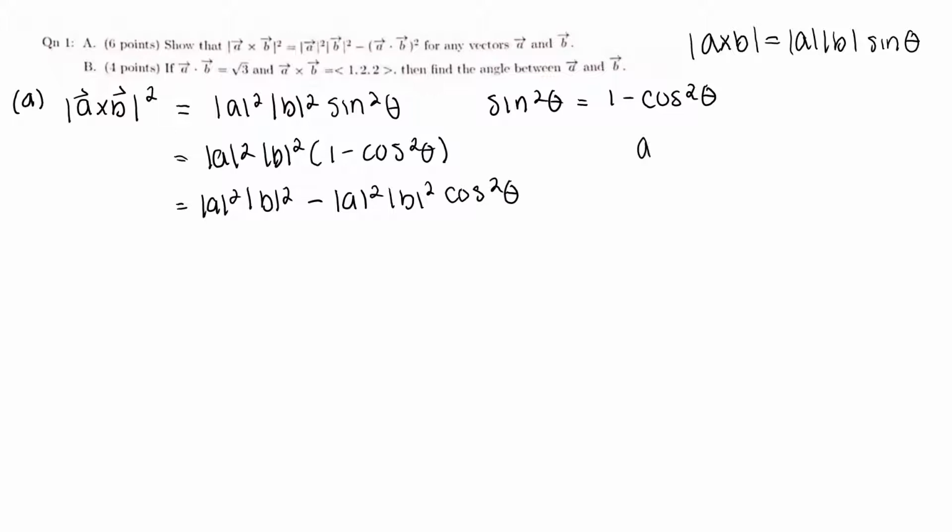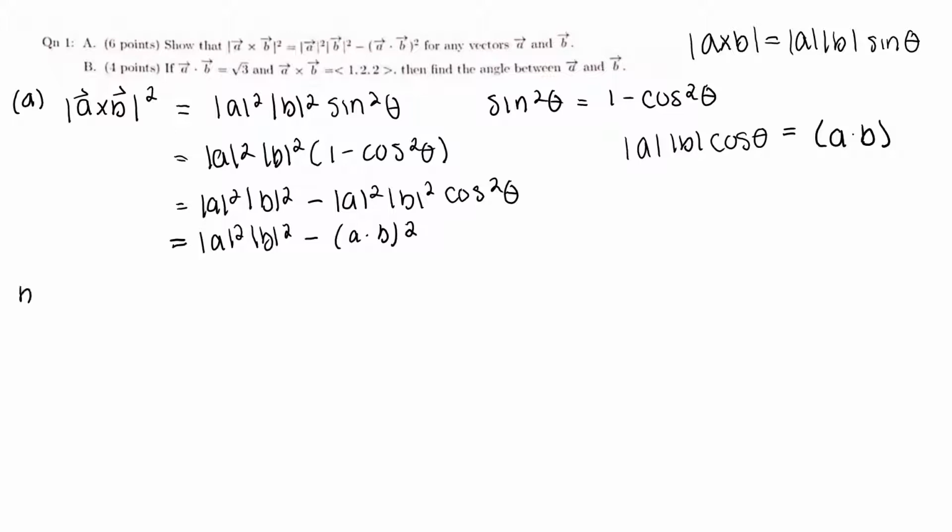Now you should be familiar with the identity that the magnitude of a times the magnitude of b times cosine theta is just the dot product between a and b. So then we can simplify once again and get the magnitude of a squared, the magnitude of b squared minus a dot b squared. And that's how you solve it for a.